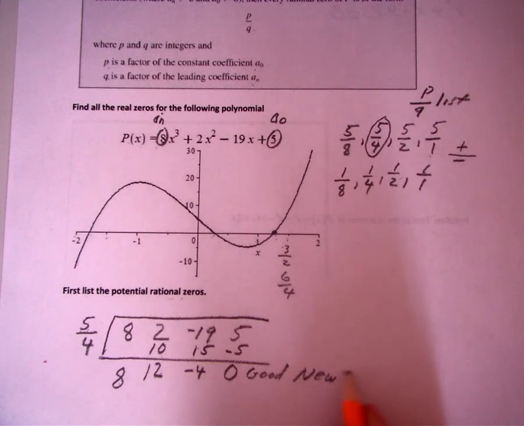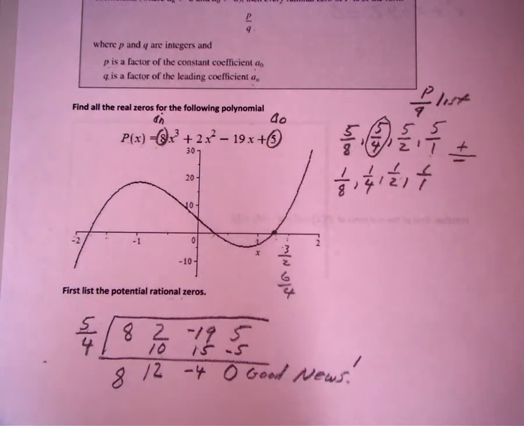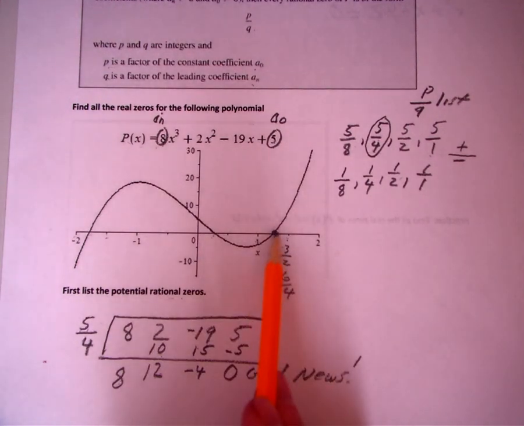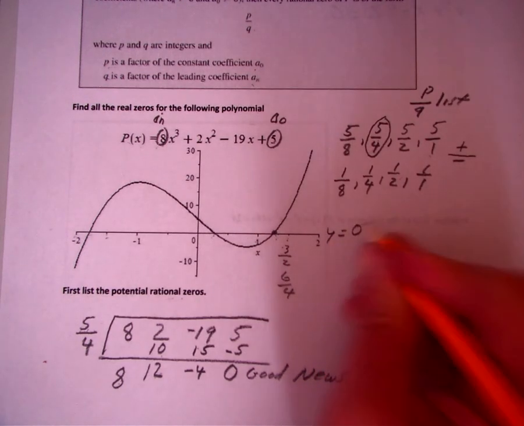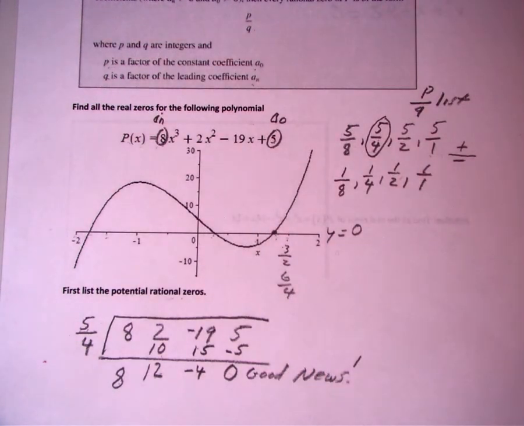Yeah, good news, right? Worthy of an exclamation mark. Good news, because from the graph, it looked like it did cross the x-axis. And another name for the x-axis is y equals 0, right? So there's your 0. In other words, y equals 0 is another name for the x-axis. So we got our 0 here.